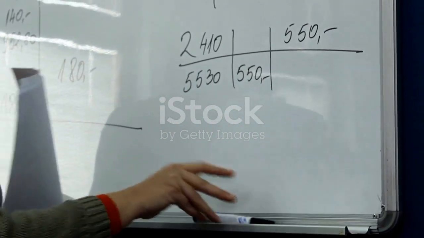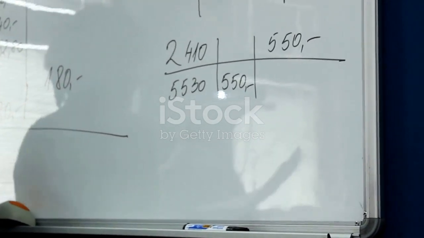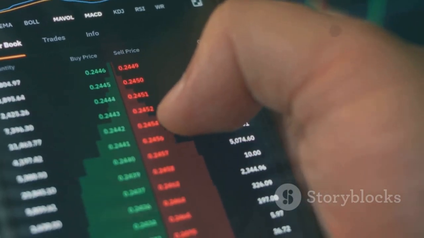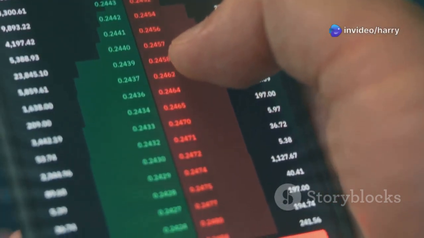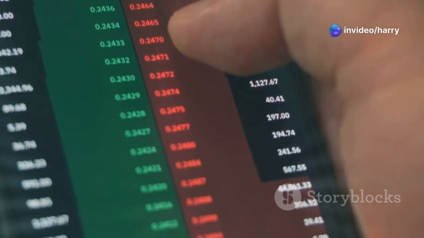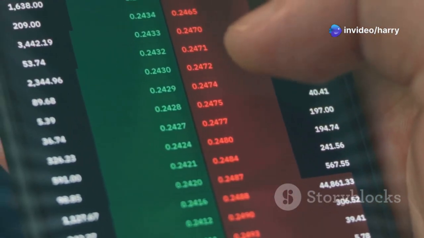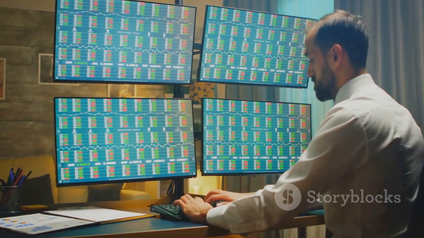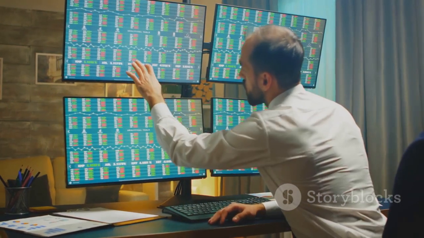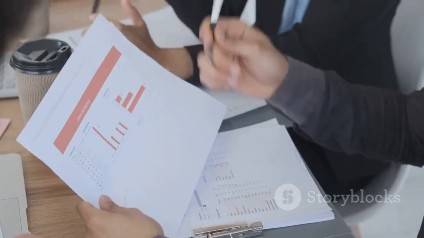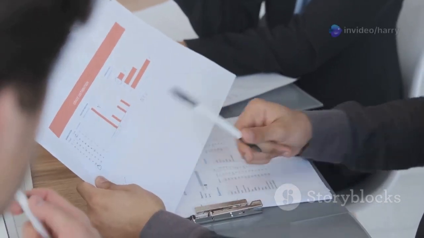Divide the company's current market price per share by its earnings per share. For example, if a company's stock is trading at $50 per share and its earnings per share is $5, its price-to-earnings ratio would be 10. This means investors are paying 10 times the company's current earnings for each share. Understanding the components of the price-to-earnings ratio is crucial.